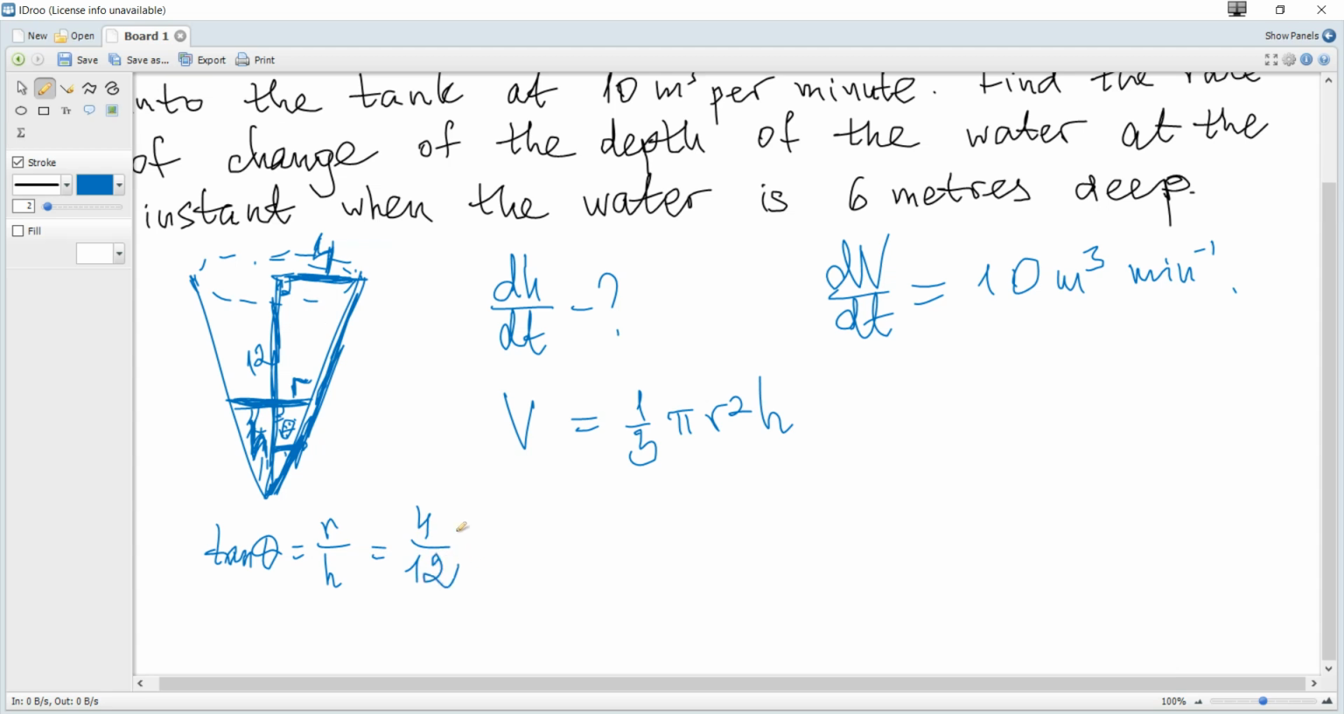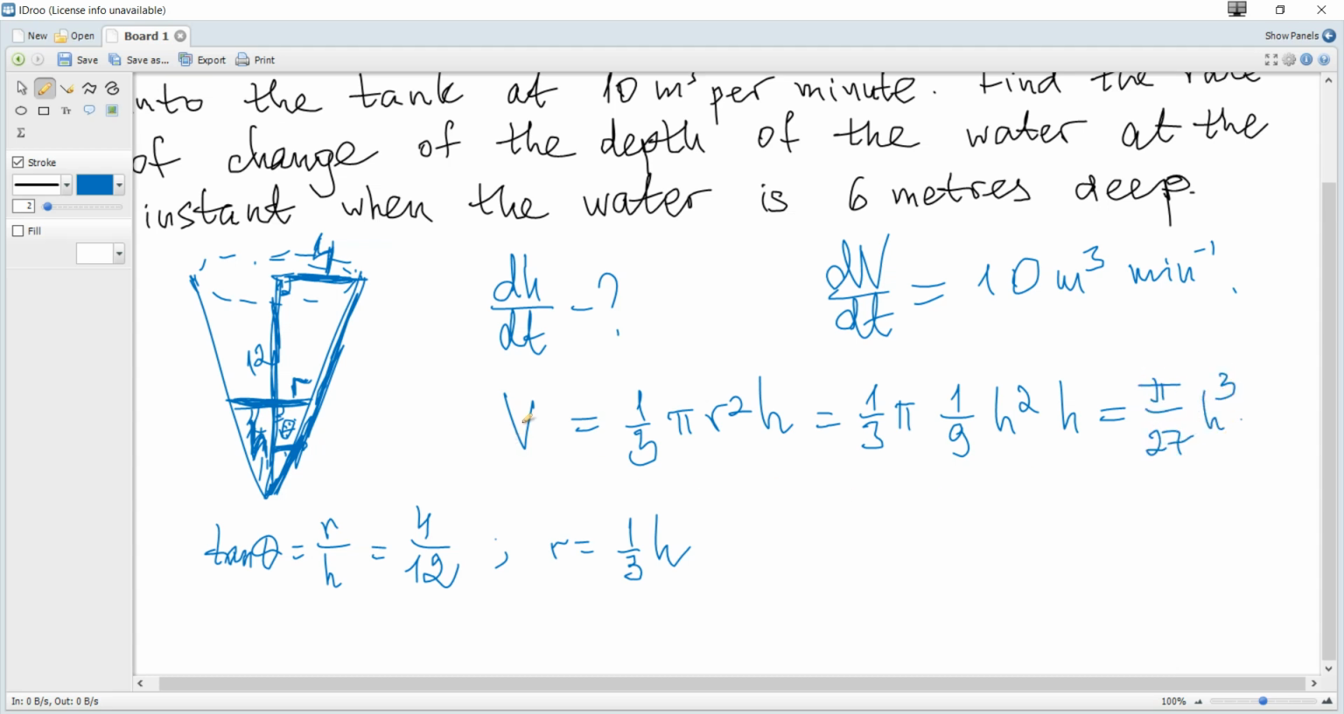Or it's the same as if you consider similar triangles and write ratio. And hence we can see that what? R is 1/3 h. Hence volume becomes 1/3 pi radius squared, so 1 over 9 h squared, and h, so it's what? Pi over 27 h cubed.